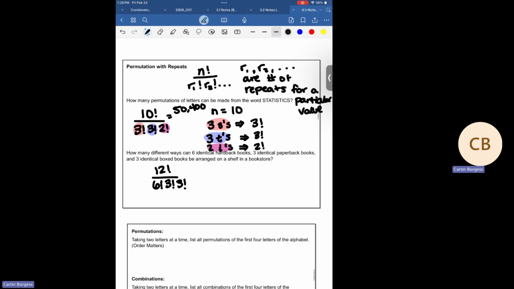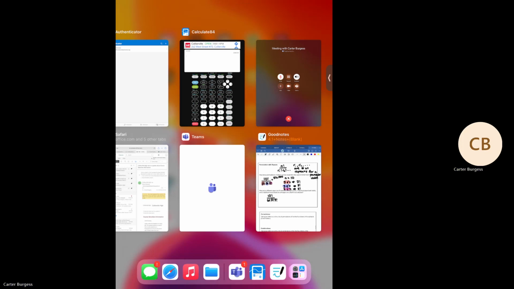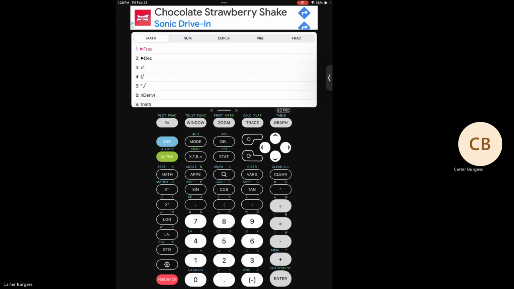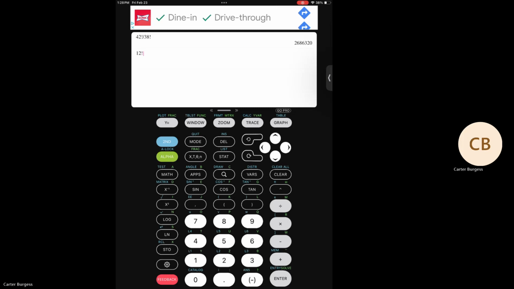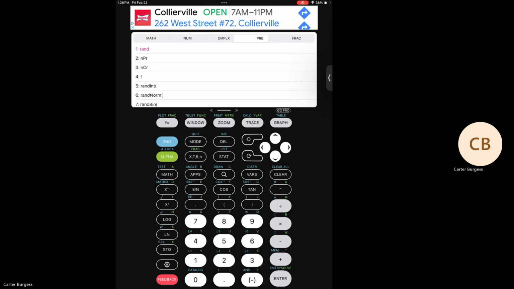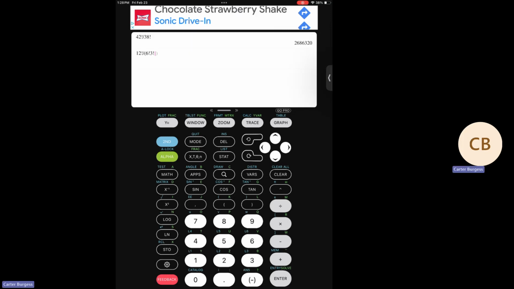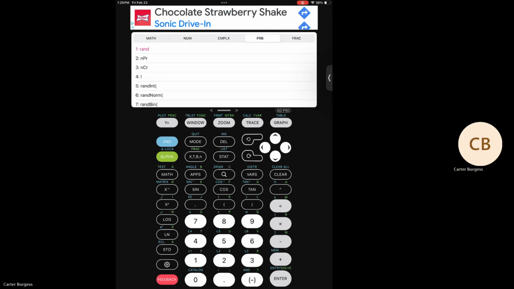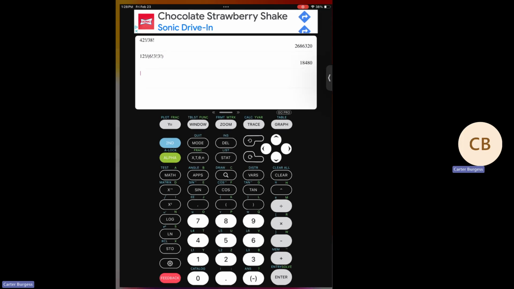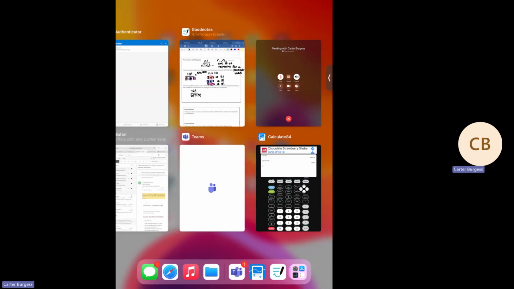And we could plug this into our calculator as well. Use parentheses when you're entering into the denominator. Otherwise, it'll think that you're trying to multiply. That sounds right. 18,480. Yeah, that sounds right. 18,480. Very good.